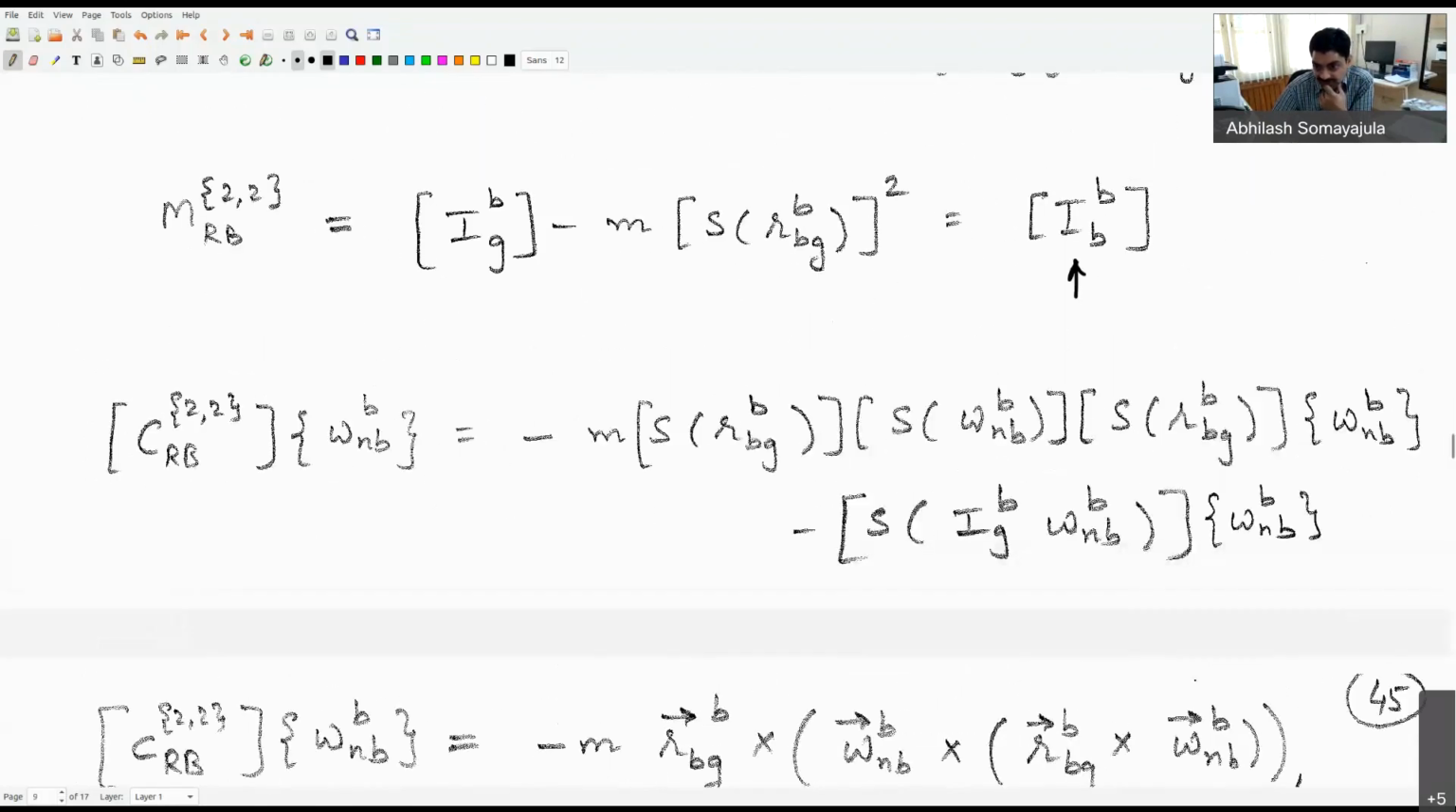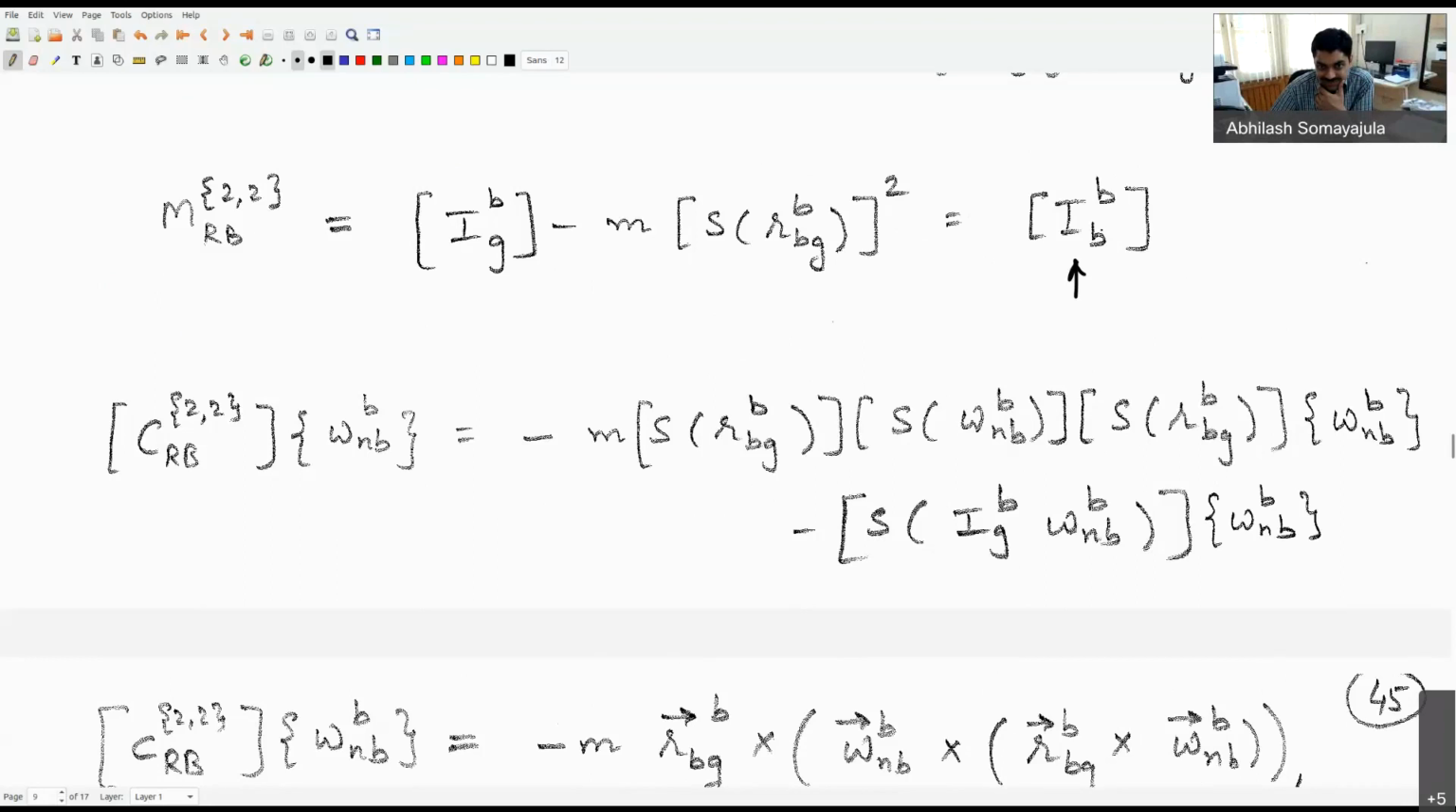Everybody with me, what we are doing? We want to express this in terms of IBB. Yes, no? Not clear, not making sense? Why IBB? Because we are writing our equations of motion about the body fixed frame, right? So we would like to express it also in terms of the inertia matrix about the body fixed frame.